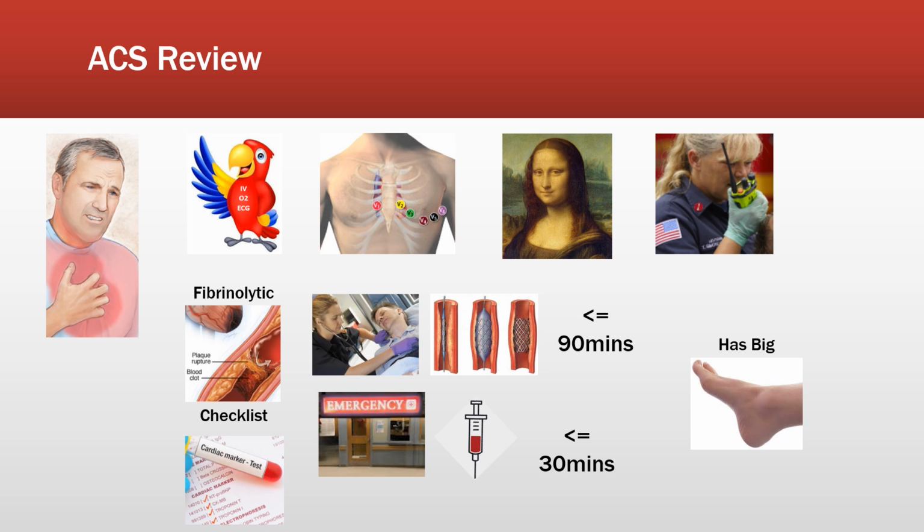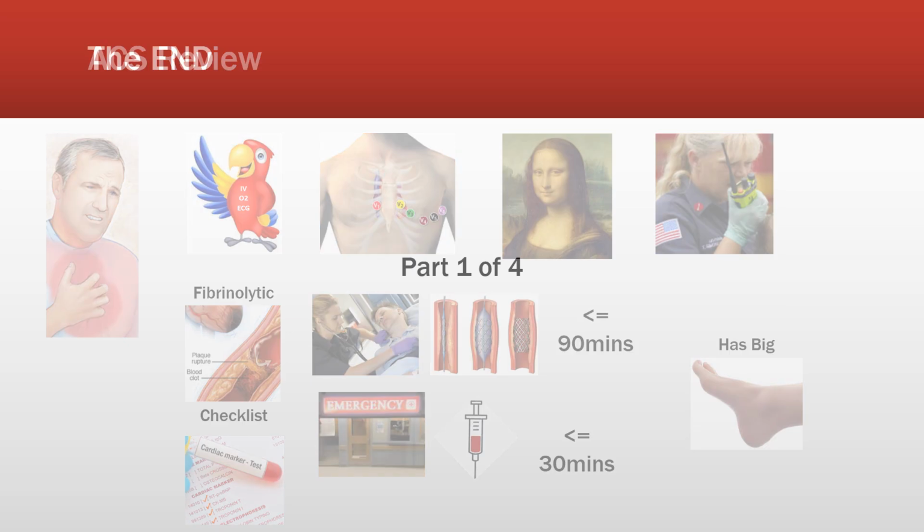Then they get to the ER, do another evaluation, and hopefully the goal is door to balloon in 90 minutes, or that PCI, 90 minutes or less. And then they send them up to the floor and do that heparin, beta blockers, antiplatelets, ACE inhibitors, and things like that. The circle of acute coronary syndrome care.